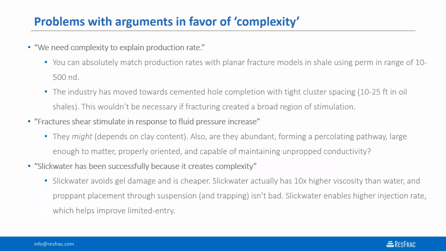All right, so some other problems with the complexity argument. Number one, you need complexity to explain production rate. Well, I would say that we have done projects with planar fracture models that do not use a DFN across nearly every major shale play in the U.S., and we consistently history match to the production. I just haven't observed that I need to create a DFN to match production data. And we use perms in the range of 10 to 500 nanodarcies mostly. You know, it could get up to a few microdarcies in some formations like the Bakken, for example. But generally speaking, it's not necessary.